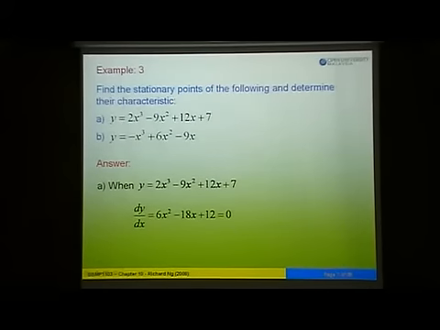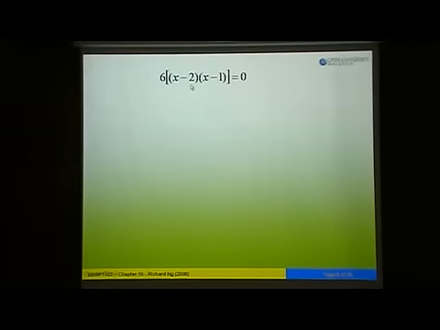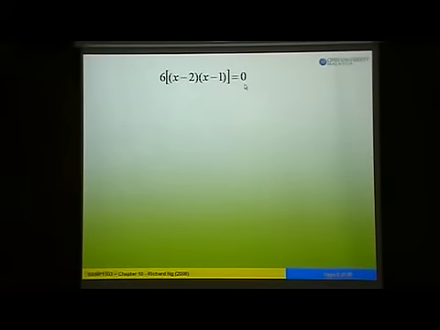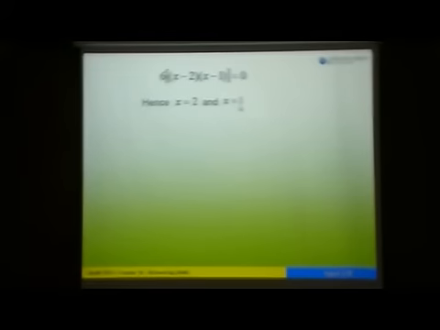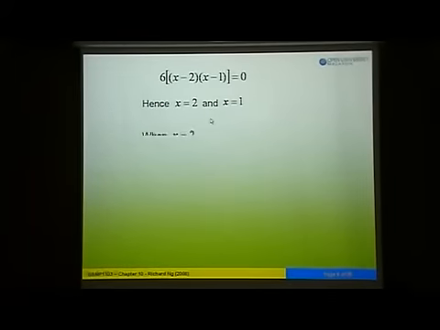So from here, factorize, take out 6, we'll get 6 times x² minus 3x plus 2. And then factorize x² minus 3x plus 2 will give us (x minus 2)(x minus 1). So from here, take x minus 2 equals 0, therefore x equals to 2. And x minus 1 equals 0 will give us x equals to 1. So what we do next is to test whether this point is a maximum or minimum.